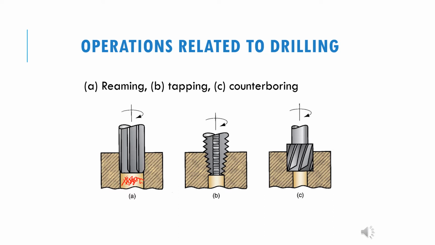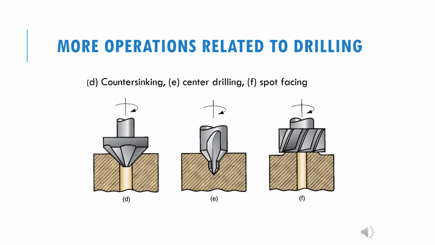Then tapping is when you want to create the inside thread inside the hole, so we use the tapping process. And counterboring is to create a hole for the screw. Let's say you want the shape inside here to be like this, so that when you fit the screw, it goes flush with the same level of the workpiece. Another process is countersinking.